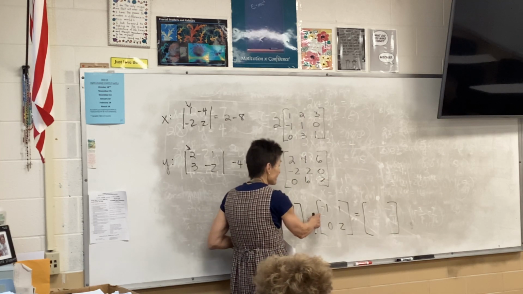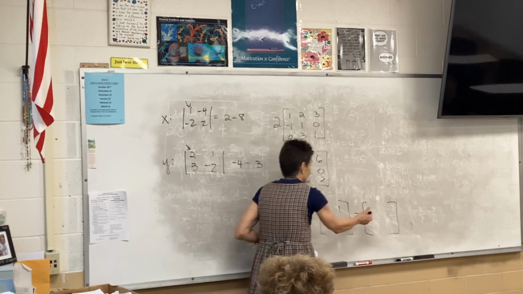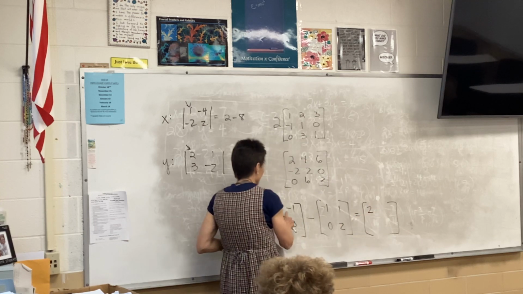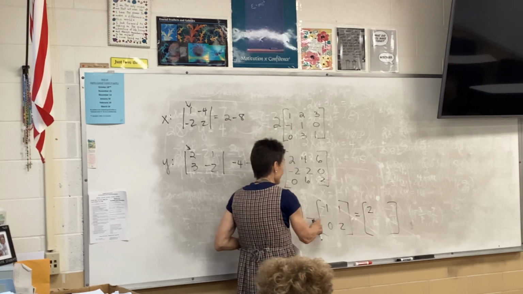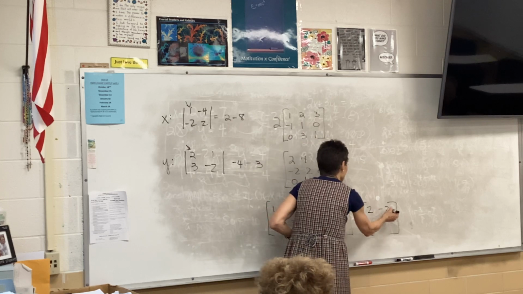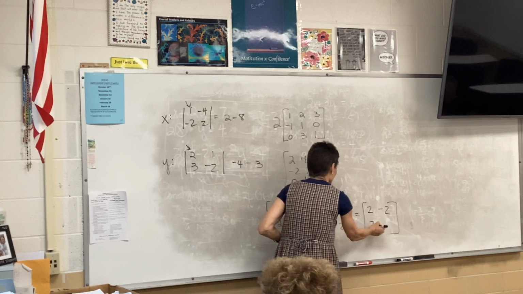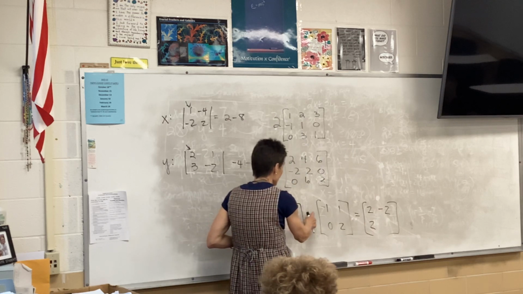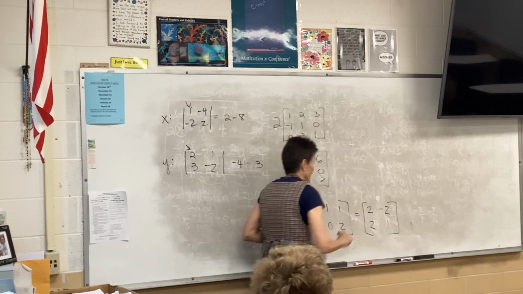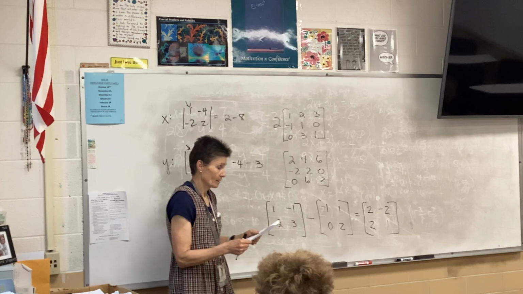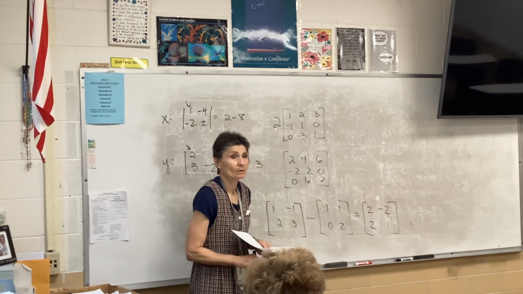So 1 minus -1, -1 minus 1, 2 minus 0, and 3 minus 2. How's that look to everybody? Okay?